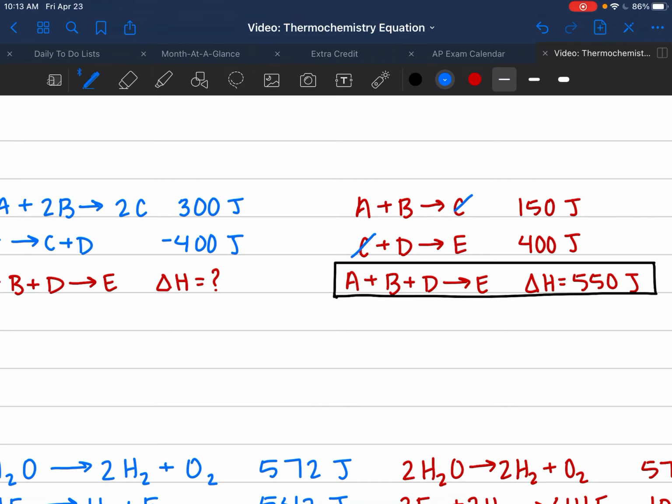So now we can just combine those enthalpies. So 150 joules plus 400 joules will tell us that our enthalpy change is 550 joules. Remember that enthalpy right there is positive, which means this is an endothermic reaction. We have to add energy into that system, add that thermal energy.